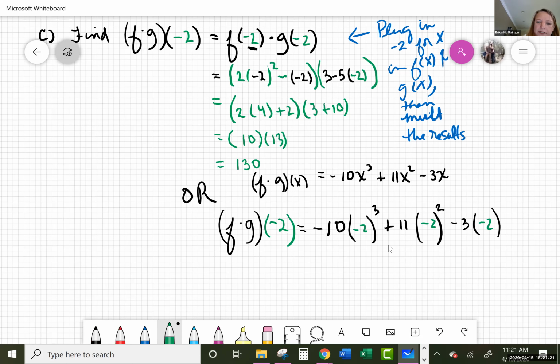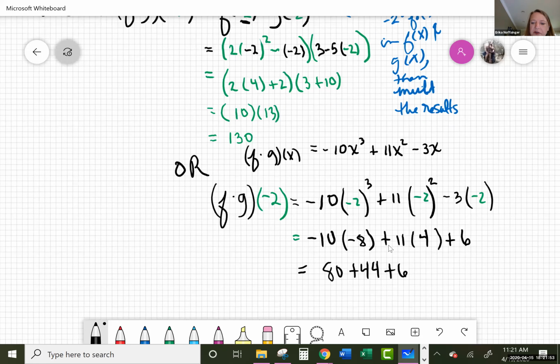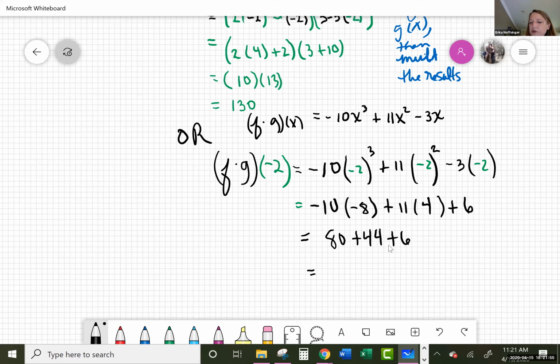So order of operations, exponents first. So we get -10 all times -2 times -2 times -2. Cubing -2 gives you -8 plus 11. Squaring -2 gives us +4. And then -3 times -2, so +6. So we get 80 plus 44 plus 6. So combining 80 plus 44, that's 124, plus 6 is 130.